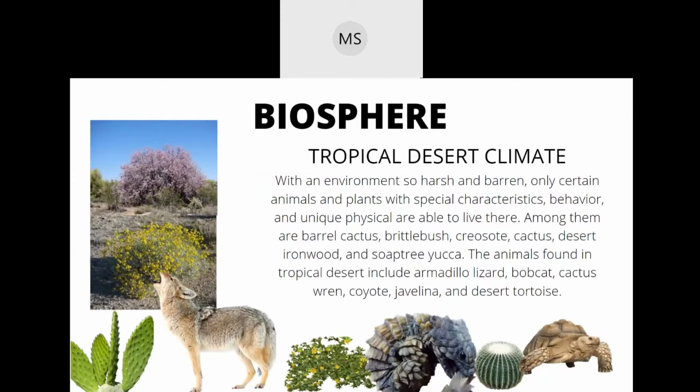The biosphere that can be found in this climate is very limited. Within an environment so harsh and barren, only certain animals and plants with special characteristics, behavior, and unique physical traits are able to live there. Among them are barrel cactus and desert ironwood, and the animals that can be found are the coyote and the tortoise.